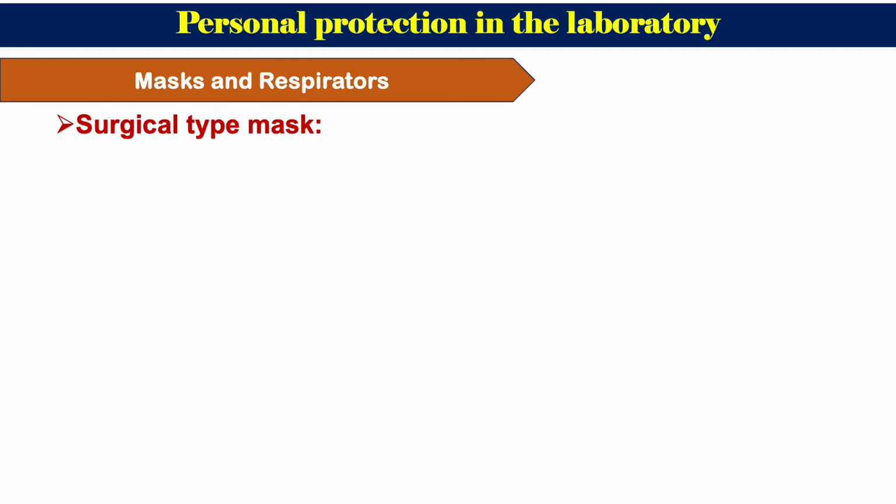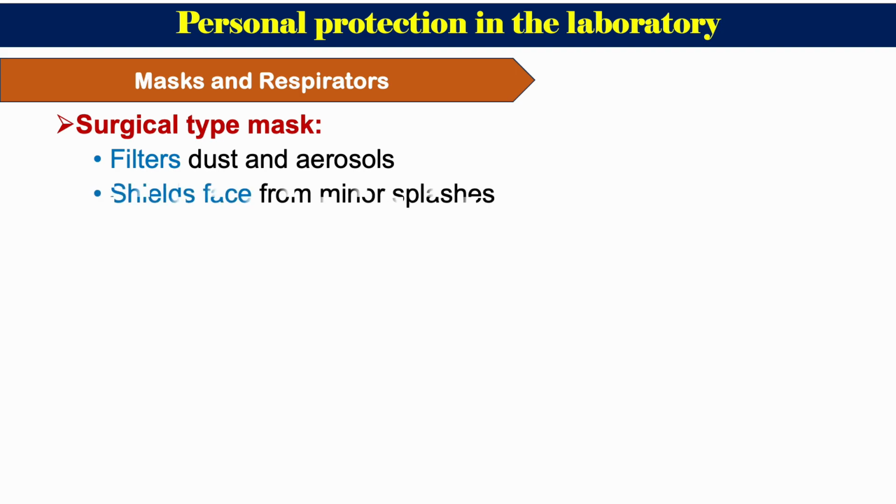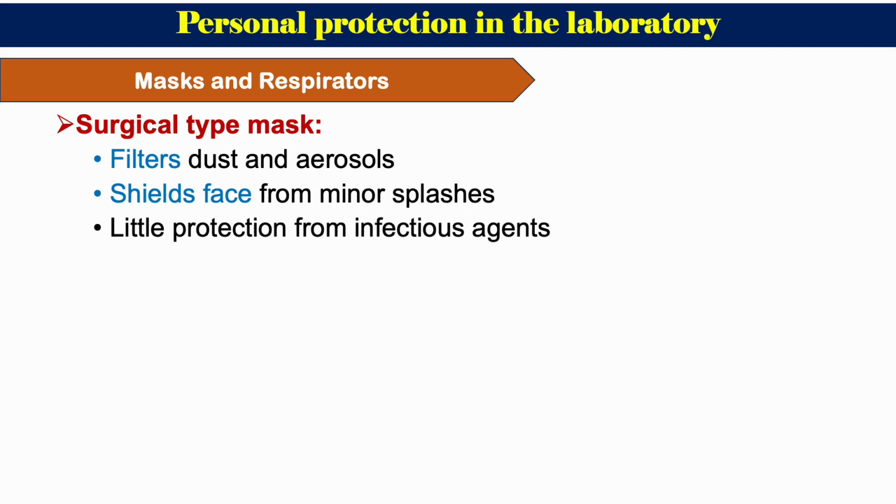Then masks and respirators. There are different types of masks. Let us try to understand what those are. Number one is the surgical type of mask. Here the filter present in the mask prevents dust and aerosols. Then the face shield protects us from minor splashes. Then there is little protection from infectious agents.